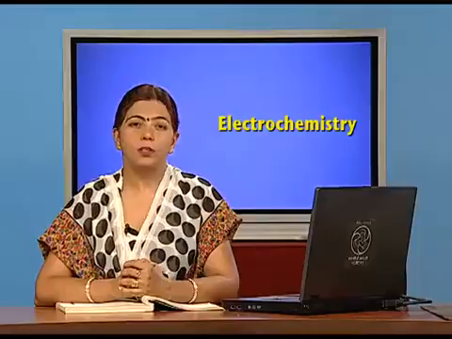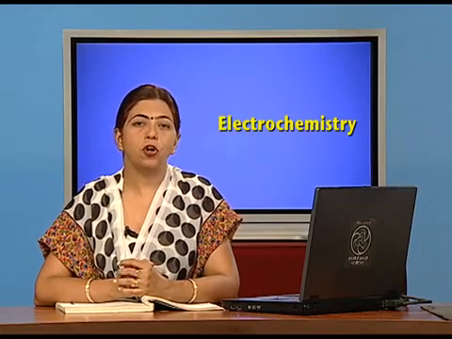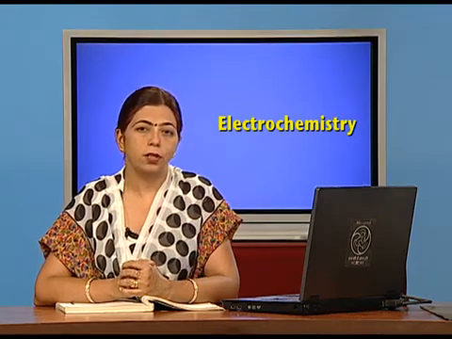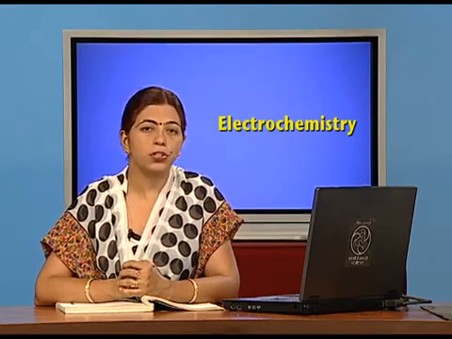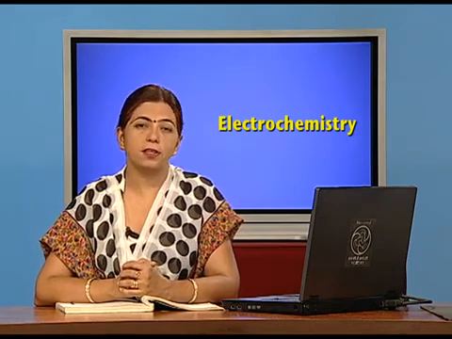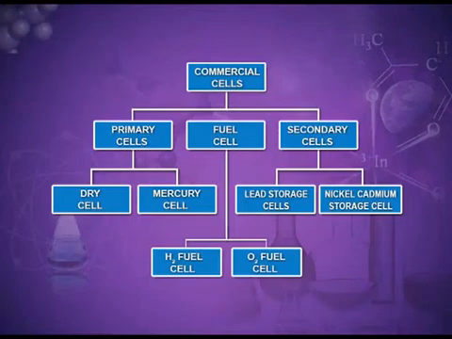We use a dry cell in the transistor or in the torch, or we use a small mercury cell in our wristwatches or hearing aids. A battery is the combination of two or more galvanic cells in series. Now we will study some commercial cells, which are classified as primary cells. There is one more category of cell, known as the fuel cell, that we will study later.